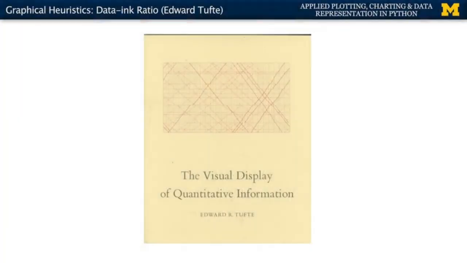Edward Tufte is a seminal figure on how to design visual displays of quantitative information. In fact, this is the title of my favorite book of his, and I highly encourage you to check out his work. In this book, he introduces 2 interesting graphical heuristics: the data-ink ratio and chart junk.